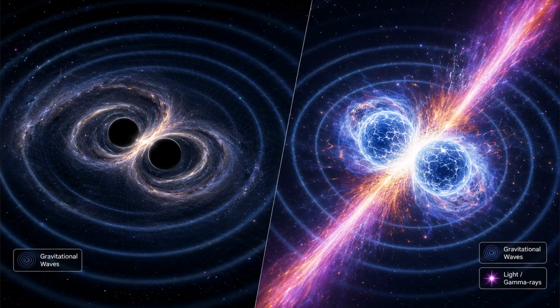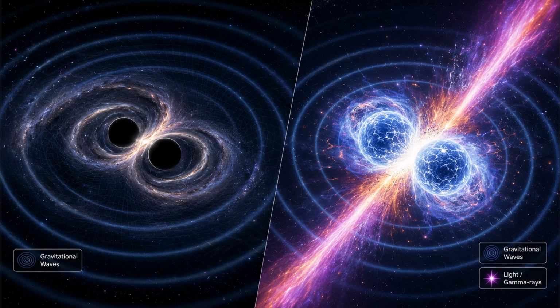Some of the most important sources of gravitational waves are black hole mergers. Imagine two black holes orbiting each other. As they orbit, they lose energy by sending gravitational waves into space. This makes them spiral closer together. Eventually, they merge into one larger black hole. That final merger sends out a strong burst of gravitational waves.